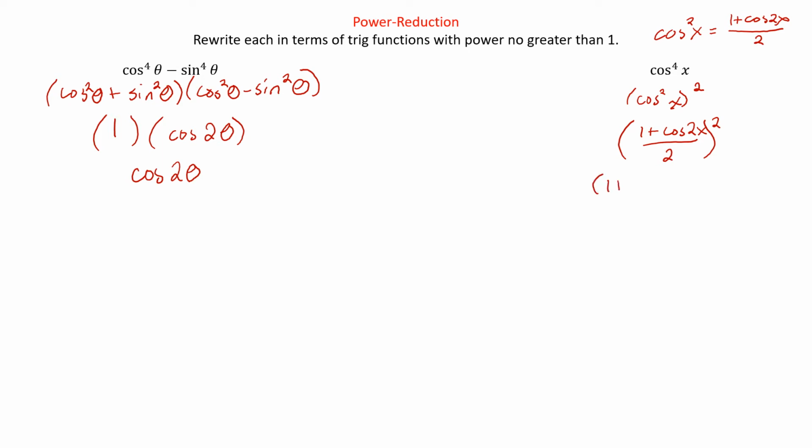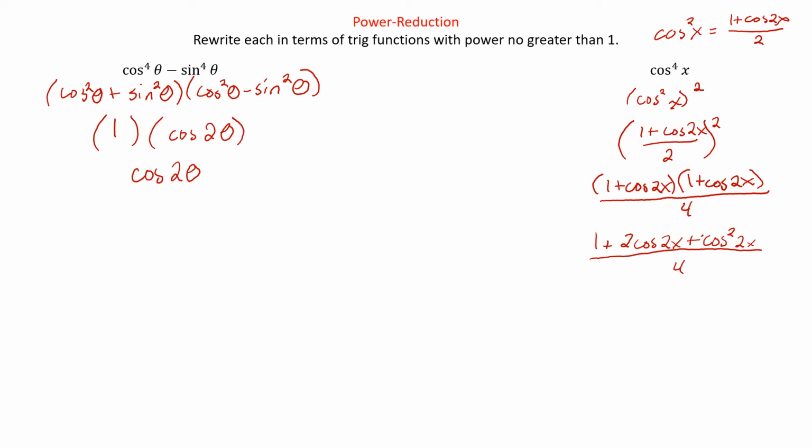This is going to be (1 plus cosine 2x) times (1 plus cosine 2x) over 2 times 2, which is just 4. So when we multiply this out, we'll have 1 times 1 is 1, plus cosine 2x times 1, and then cosine 2x times 1 is going to be 2 cosine 2x. And then cosine 2x times cosine 2x is going to be cosine squared of 2x. And that's over 4.